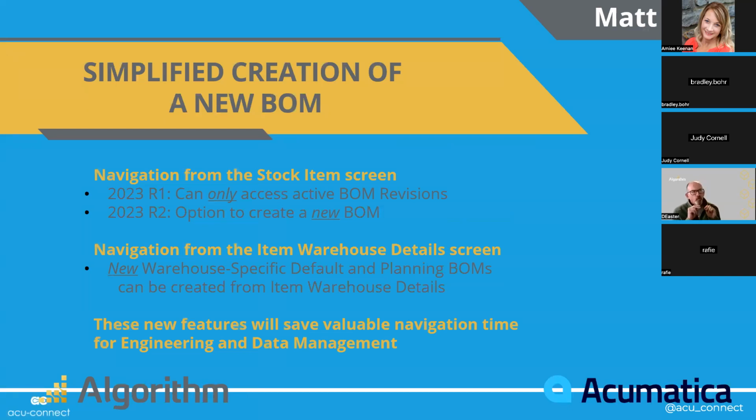Okay, so one of the changes that's available inside of the manufacturing edition in 23R2 is you can now create a new BOM from the item master. It gives you some contextual entry as well as from the warehouse details. So you can create a warehouse or inventory location, production location specific BOMs without having to make all kinds of copies and such, but all those features are still available. So it's going to help save some navigation time when it comes to the engineering management.